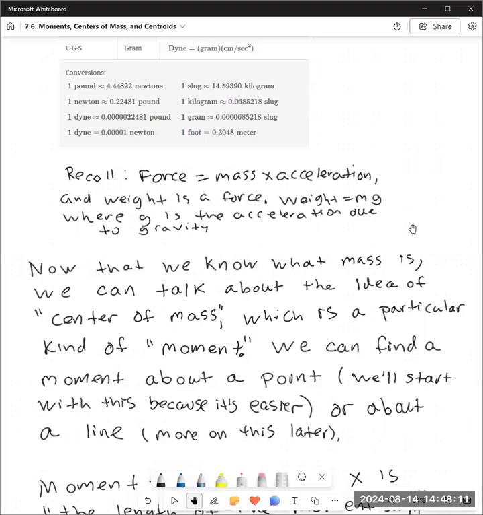We find a moment about a point, or we can have a moment about a line. So we'll start by talking about moments about a point because it's easier to do. I'm going to use a seesaw as an example of that, a balance with a fulcrum. And then we'll get to where we have moments about a line, and we'll use those to find centroids and center of mass of planar lamina.